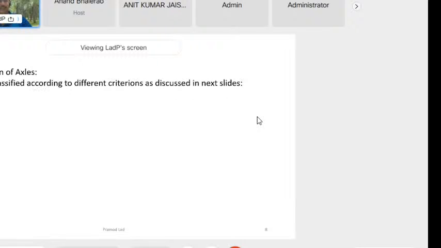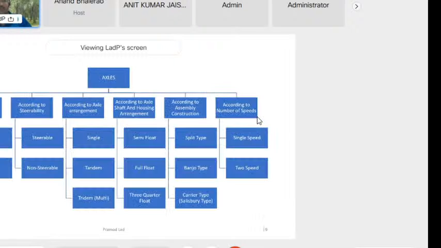Okay, we'll see the classification. Classification of the axles is done on very different criteria, and that is explained in this slide. Axles are classified on at least 6-7 different criteria. According to power transmission, that is live axle or dead axle; according to steerability, that is steerable or non-steerable axle; according to axle arrangement, that is single, tandem, tridem, or even multiple. There are 4-5 live axles also, but those are limited applications for defense and all, not a common practice.